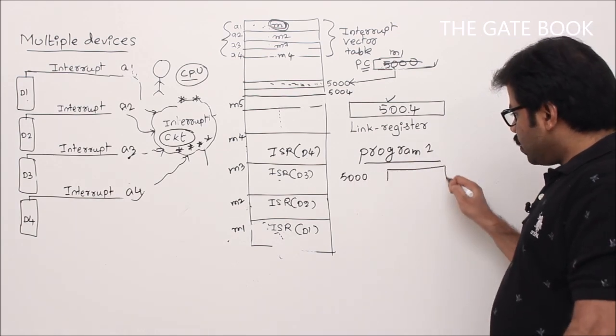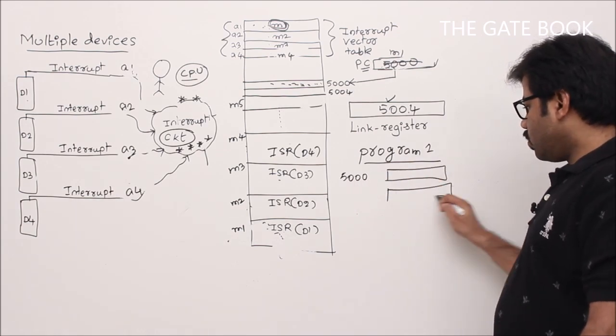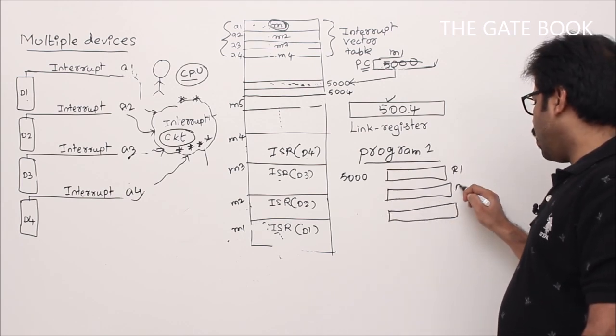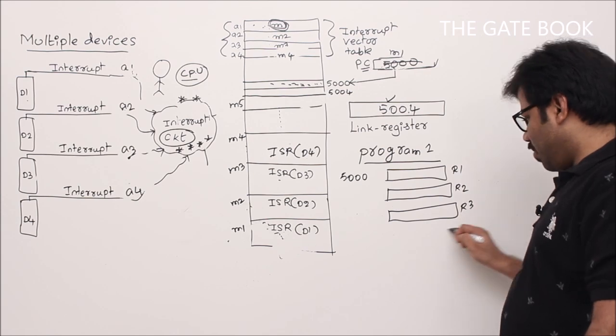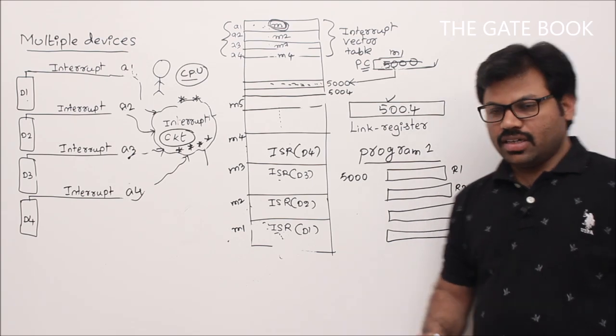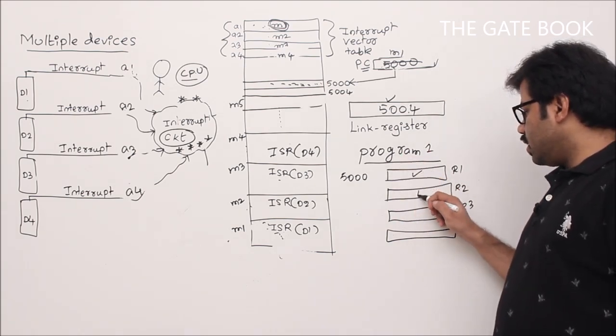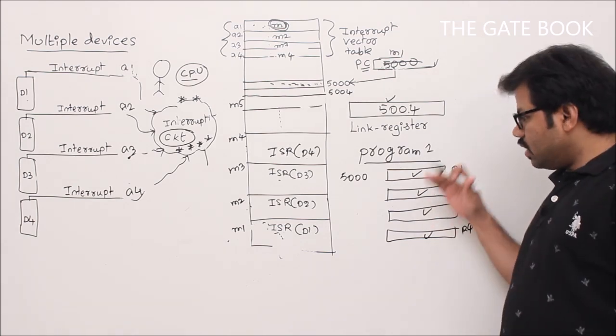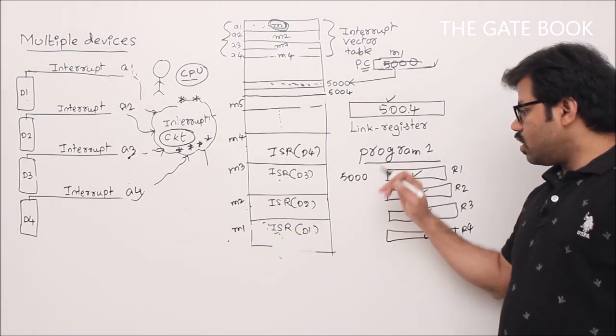Now, when you are executing the program, there will be some registers which you are using, right? Let's call them R1, R2, R3. I did not talk about them so far. This is also one more important aspect. Whenever an interrupt occurs, maybe you are using register 1, register 2, register 3, register 4. Then this interrupt service routine should not spoil them.